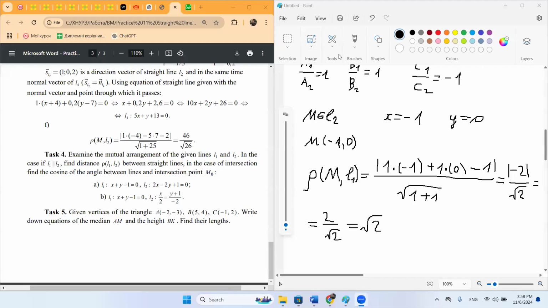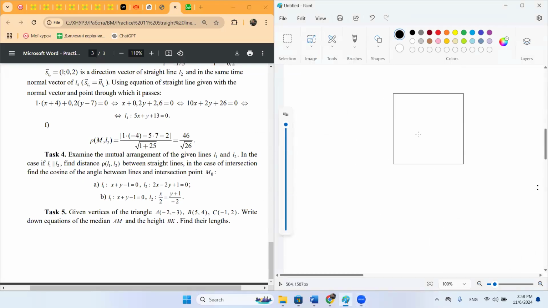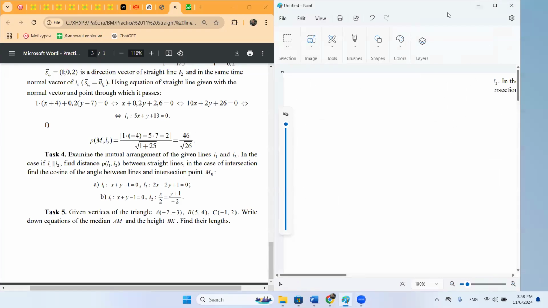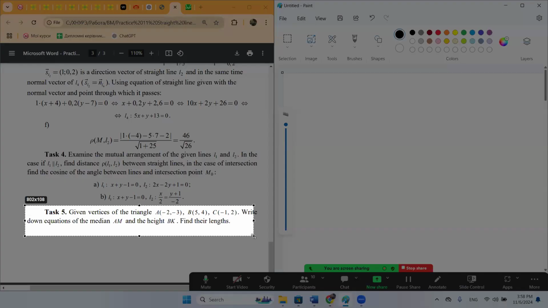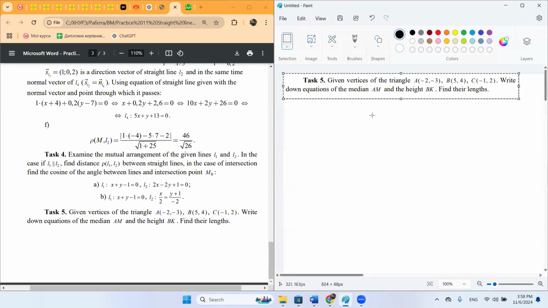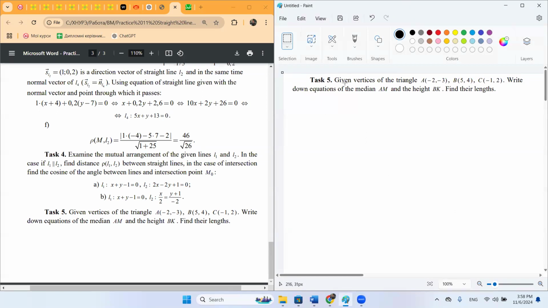Okay, let's continue. So sharing the screen again. Maybe it would be faster because it creates a new file, but okay. So the last task: we have 3 vertices of a triangle, and we need to write down equations of the median AM and height BK, and also we need to find their length.